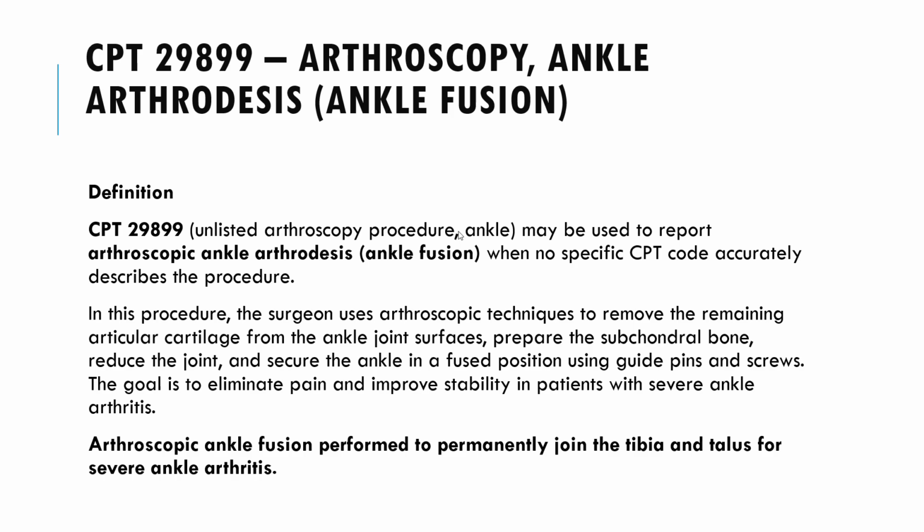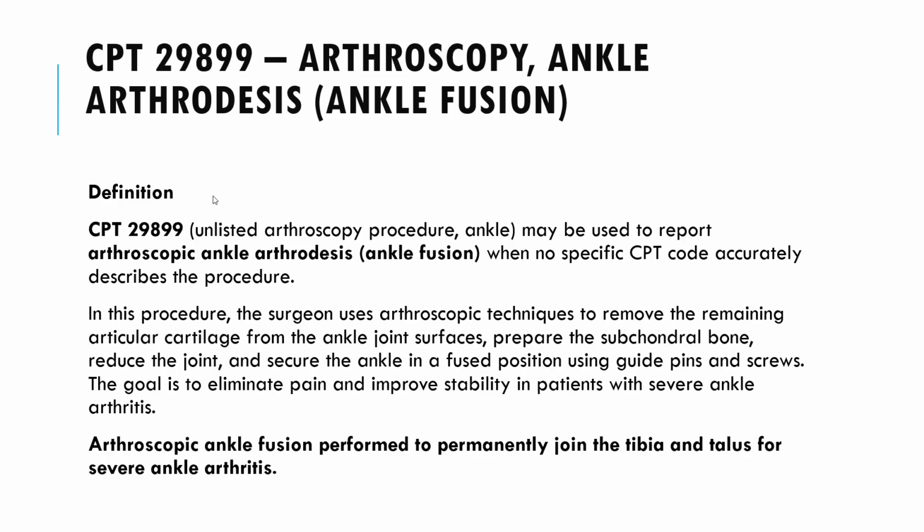29899 is for the unlisted arthroscopy procedure, ankle. It may be used to report arthroscopic ankle arthrodesis fusion when no specific CPT could accurately describe the procedure. So for arthrodesis, we don't have a separate CPT code. We have an unlisted procedure code, so you can code that unlisted procedure code 29899.